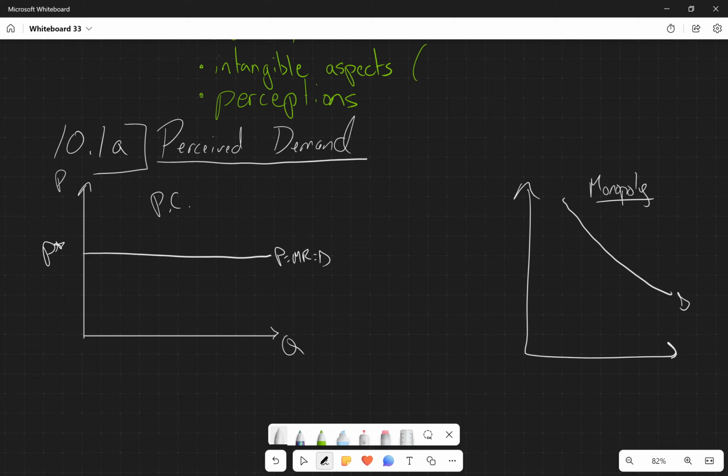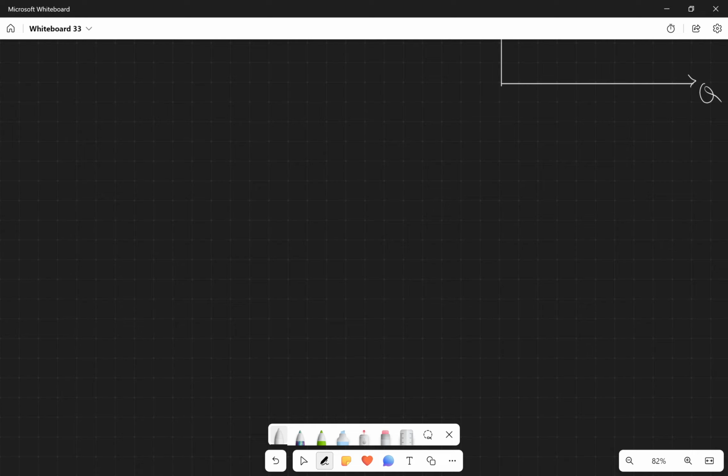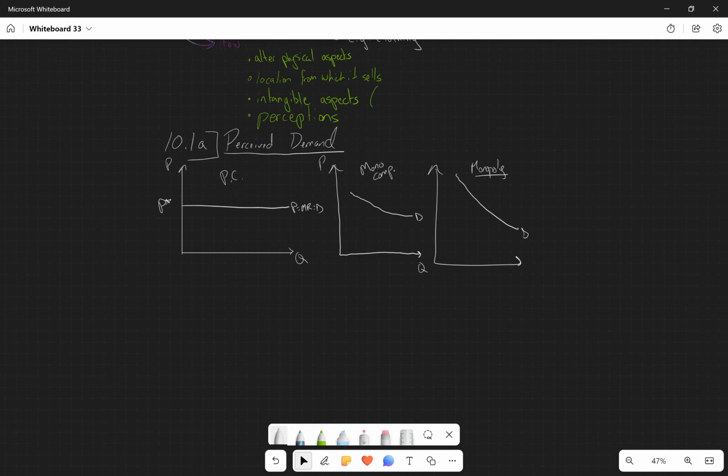And so somewhere in the middle between the two is going to fall our monopolistic competitor. And so it's going to be something like this. They have a little bit of price making ability, but nowhere near as much as the monopolist. And so how would a monopolistic competitor choose its profit maximizing price, with us knowing that this is what the demand curve looks like? That's going to be our next part.